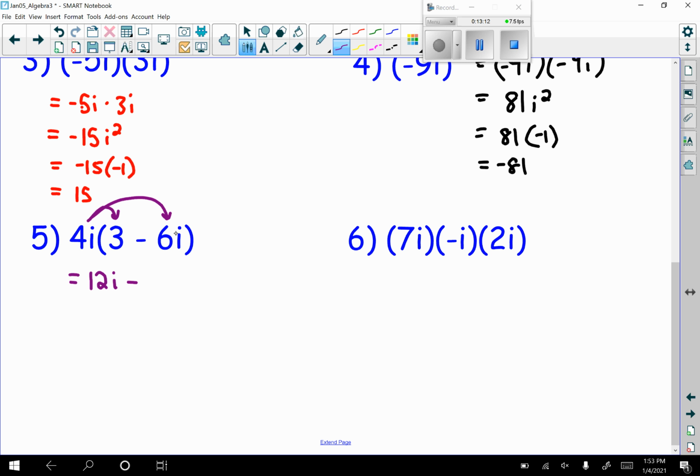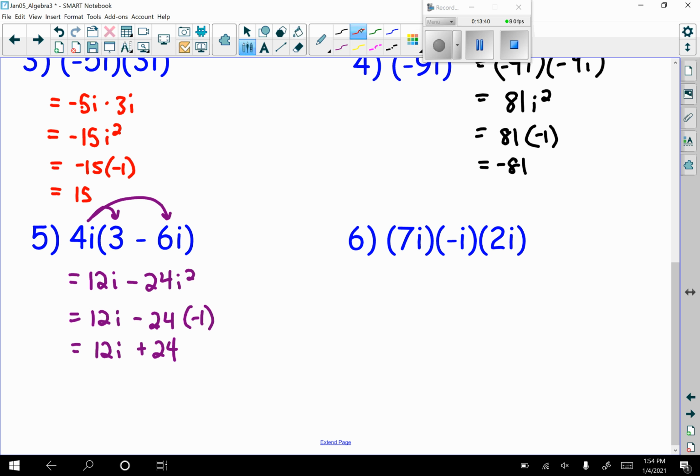Minus 4i times 6i becomes minus a 24i squared. Now I can't leave any larger powers of i, so I need to take care of this last term. So this becomes 12i minus 24 times -1, which is 12i plus 24. So here's our complex number. The 24 is the real part, 12i is the imaginary part. All of these, again, are complex numbers.